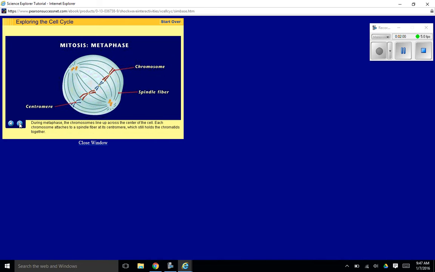This is 2B, called mitosis metaphase. You'll notice during metaphase, all of the chromosomes line up along the middle of the cell. So what we say is metaphase in the middle. Again, even though there are some other parts, you can just ignore those for now. But chromosomes will line up along the middle of the cell during mitosis metaphase.